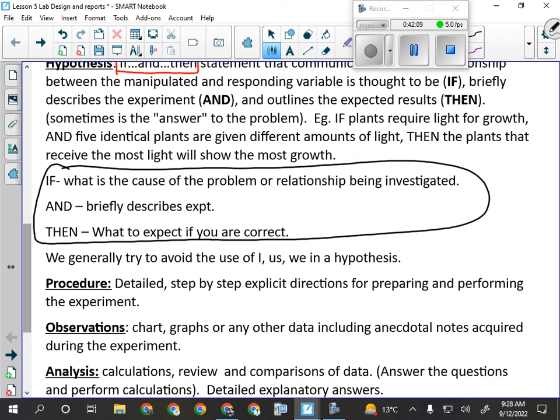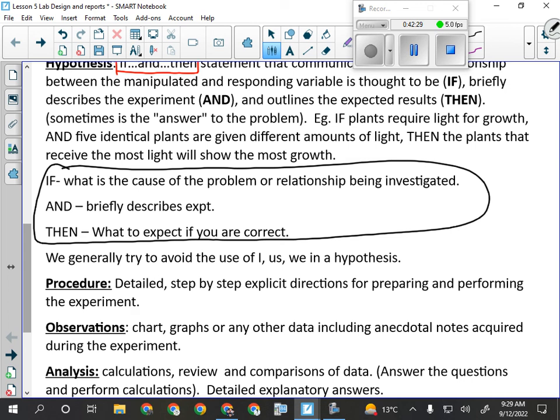For this experiment with the plants, if you say plants need light, so the ones that get the most light will grow the most, I might give you 2, maybe 3, probably 2, for that, because it doesn't have if and then in it. It's not stated in the proper format. So it needs to be in the proper format, things like that.